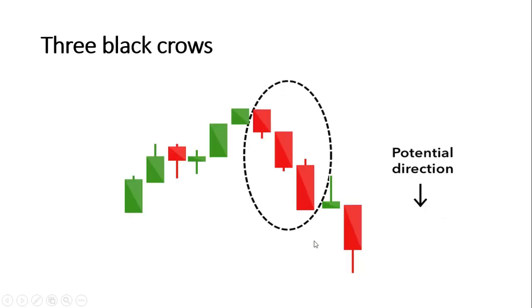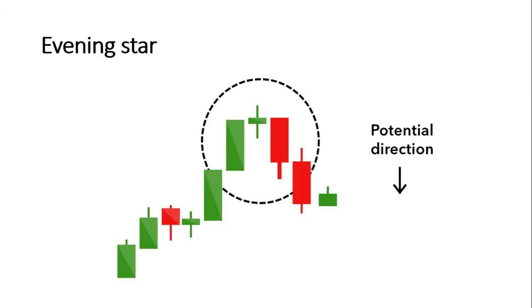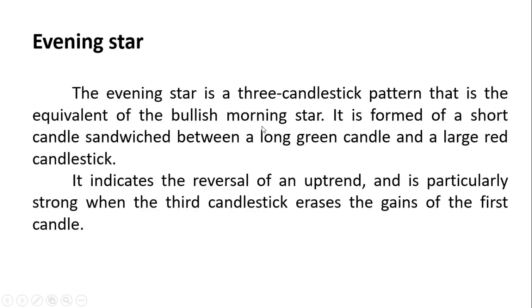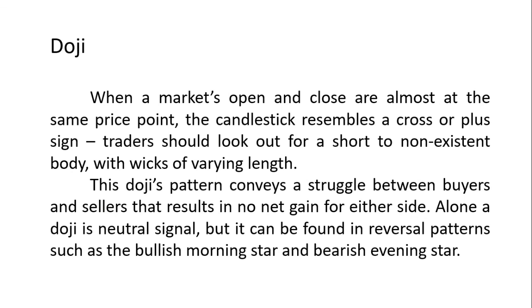As you can see, in the evening star there is a small candle formed between the green candle and the red candle. This is known as a doji candle. After this doji candle, you can see there is a reversal of trend. So according to this doji candle, we can trade in a positive way and we can earn good profits. That is about the doji candle.